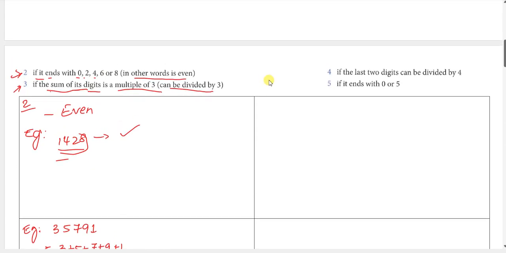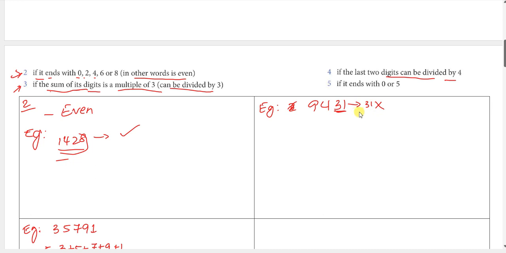Okay, so let's see about 4. 4, it says if the last two digits can be divided by 4. Okay, so this means, example, again I will try to explain. I think it's easy to understand with examples. So 9431. You see 9431, it says last two digits. So first take the last two digits. Is 31 divisible by 4?